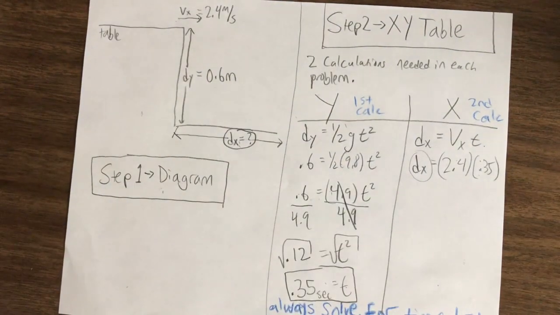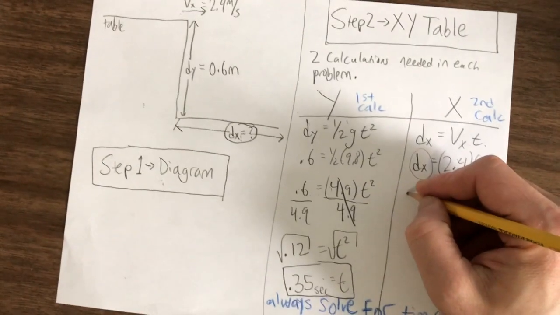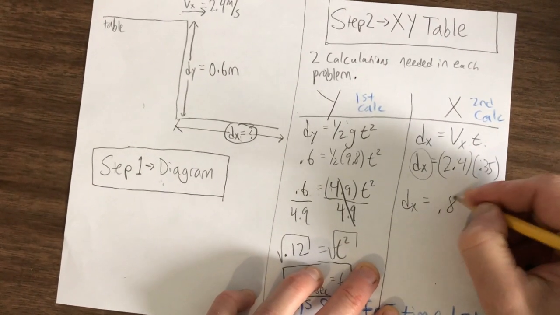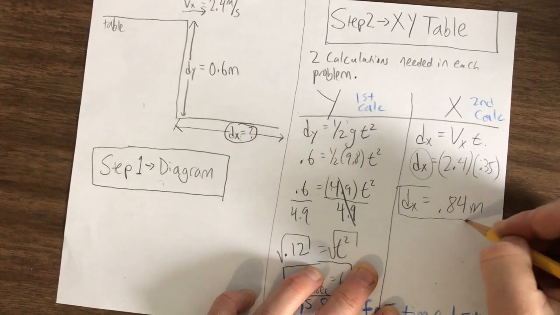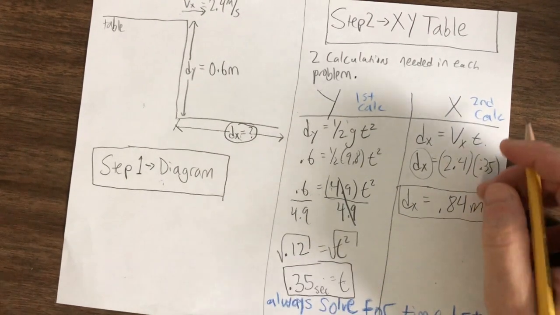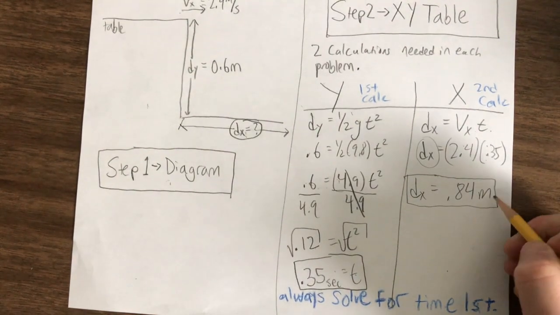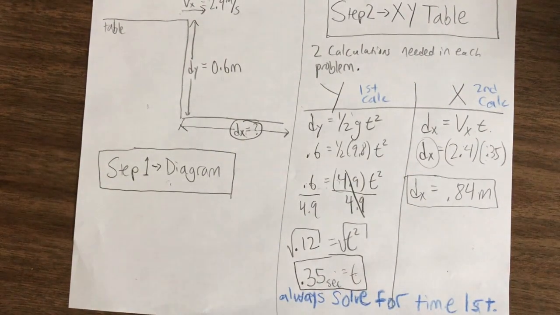So we could plug in the 2.4, and the time was 0.35. Multiply those two together, and you're going to get how far the ball goes. You could do it on your calculator. Check my answer. 0.84 meters. Almost a whole meter away from the table is where it lands. This is pretty cool that you could figure out if you know how fast something is going and how high up it's shot from, you can know exactly where it lands. And, you know, try to do a lab on that if we could.